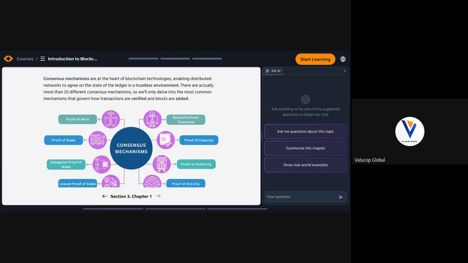It helps to secure. People prefer it to proof of work. They will now have other ones.